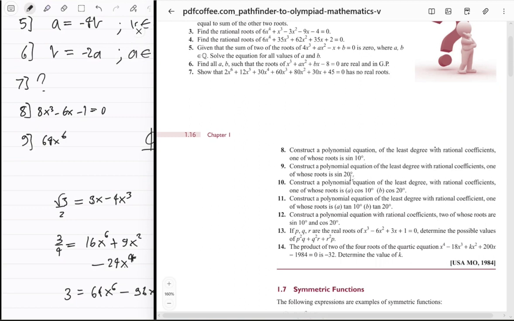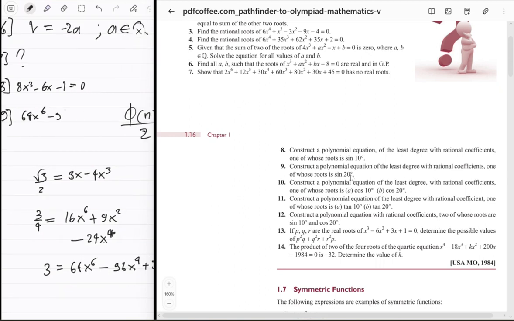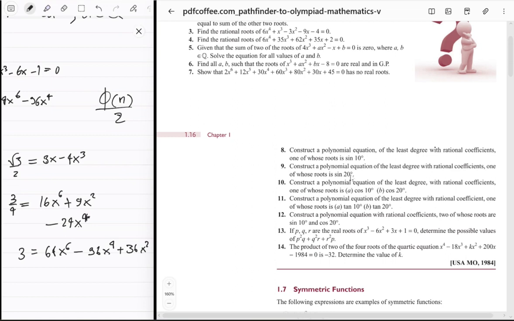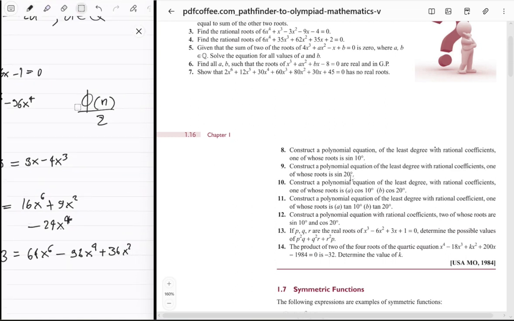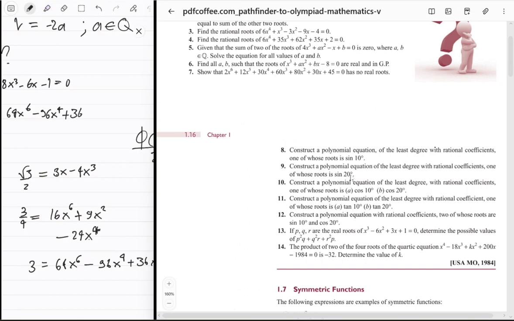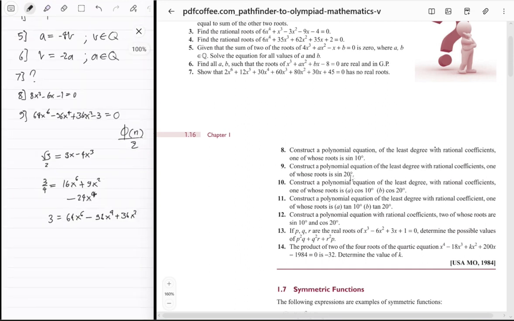64x power 6 minus 96x power 4 plus 36x squared minus 3 is equal to 0. So it only has square terms over here. Interesting, but that means the negative version would also satisfy this equation. Yeah, of course it would. Okay, that's awesome.